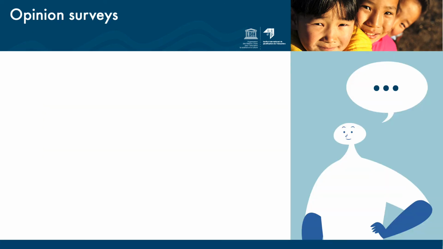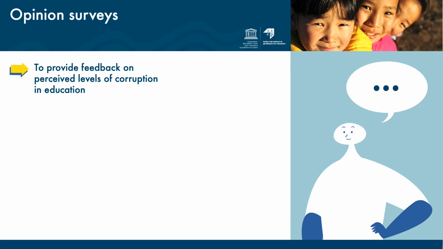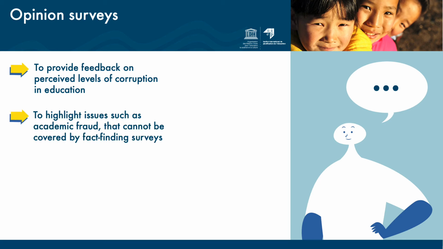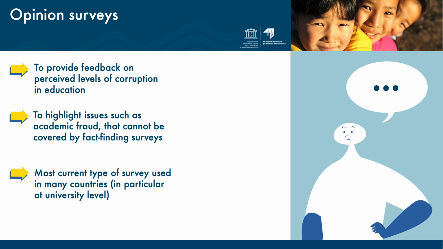Opinion surveys are used to provide feedback on perceived levels of corruption in education. They can prove extremely useful to highlight issues such as academic fraud that cannot be covered by fact-finding surveys. This is the most current type of survey used in many countries, in particular at university level.